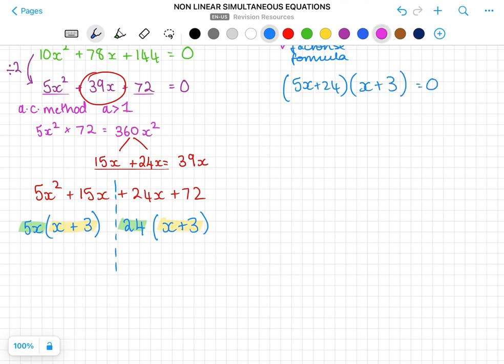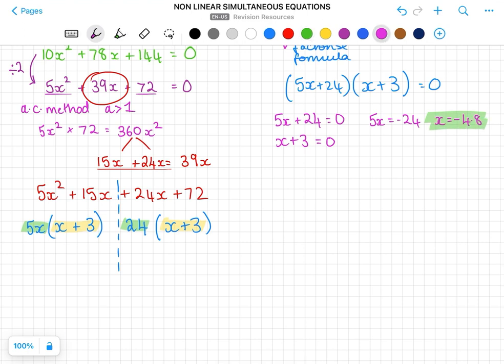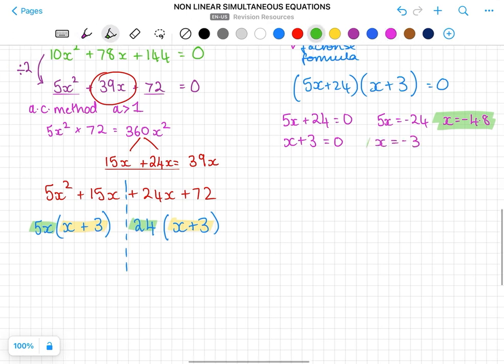Now we solve those, so that's saying that each of our brackets is equal to 0, so 5x plus 24 is equal to 0 and x plus 3 is equal to 0. So we take 24 from both sides, so 5x equals minus 24, and then we divide both sides by 5, so x equals minus 4.8. That is one of our values of x. If x plus 3 equals 0, we take 3 from both sides, so x equals minus 3. And that's our other x coordinate.